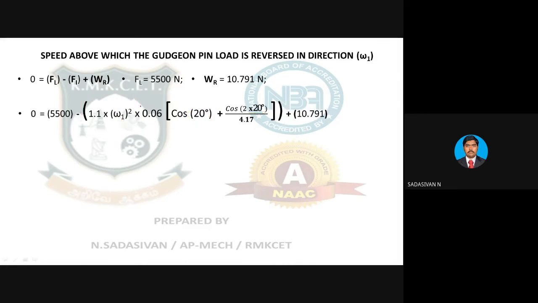So what I have done here, I have written that Fp equal to 0. Same equation is written here. This FL is 5,500, I know that directly. And this WR is 10.791, I know that. So in place of inertia, I need to find a new speed at which this can become equal and get 0. Therefore, I'm going to write it now. I also know the value for the existing speed, but now I want to find a new speed.